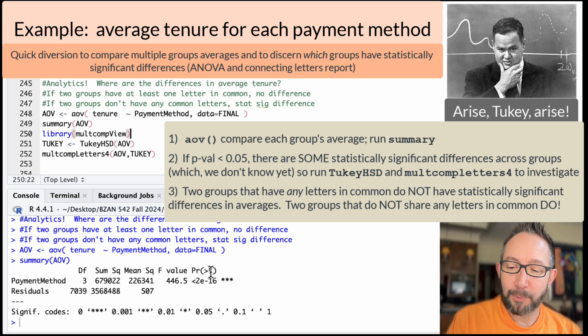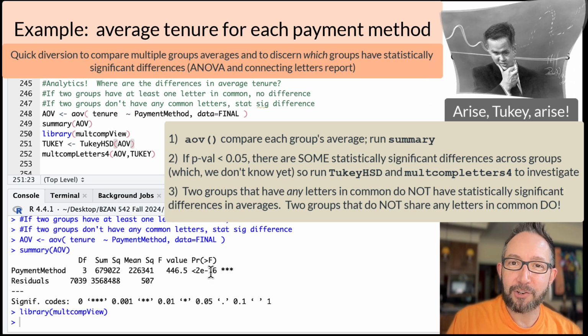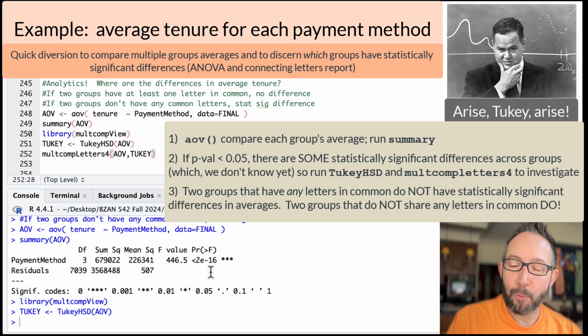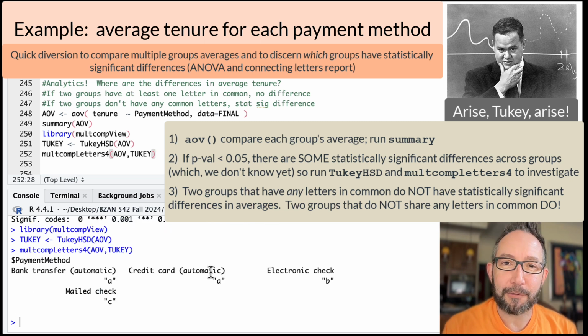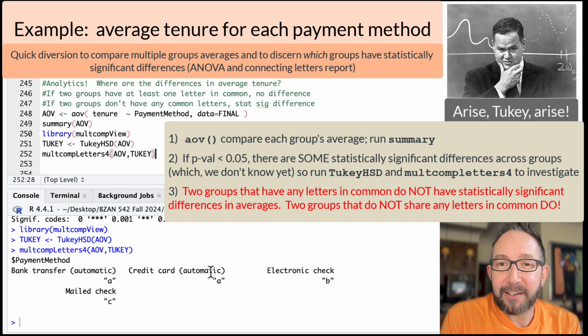So what we'll do is we will invoke the great statistician Tukey to have him figure out where the statistically significant differences are, and then we'll get the connecting letters report. The way this works is that if 2 groups have the same letter connected to it, there's no statistically significant difference. If all letters are different, then we do have a statistically significant difference between groups.